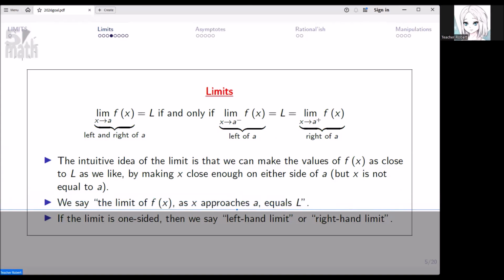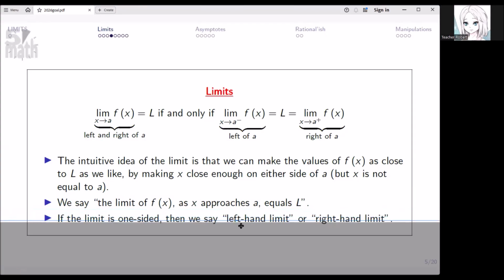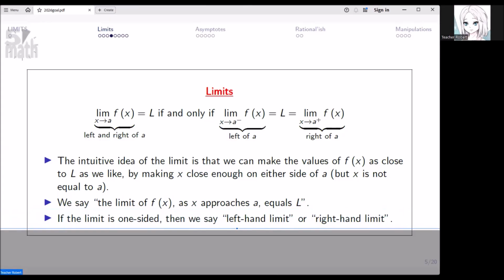We say the limit of f of x as x approaches a equals L. If the limit is one-sided, then we say left-hand limit or right-hand limit.